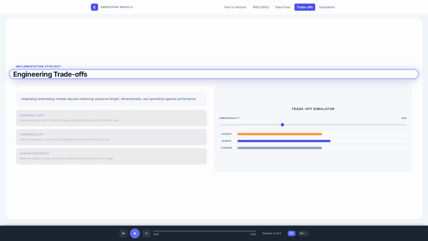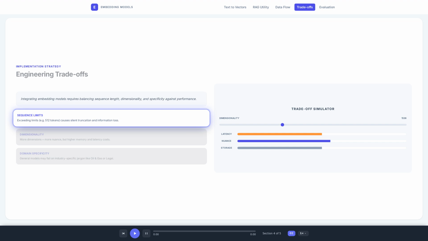Integrating embedding models into a RAG system involves several engineering trade-offs we need to consider. Let's dive into those. One big limitation is the maximum input length, or sequence length, most models have. Many can only handle, say, 512 tokens. If your text chunks are longer than that, the model will just cut off the extra text and you'll lose information. So, your chunking strategy really needs to keep these limits in mind.